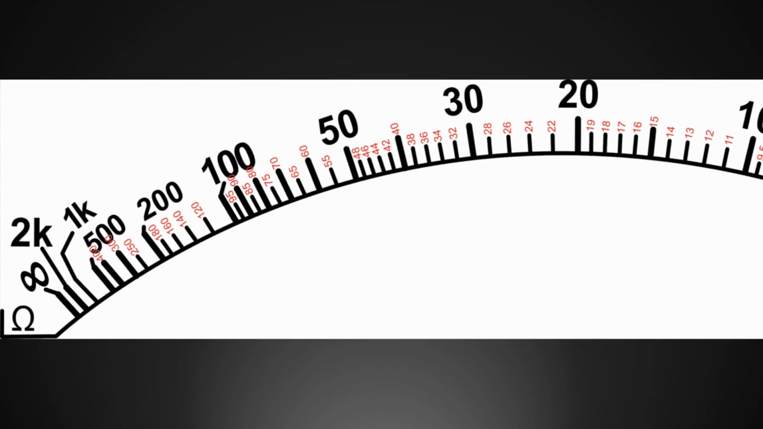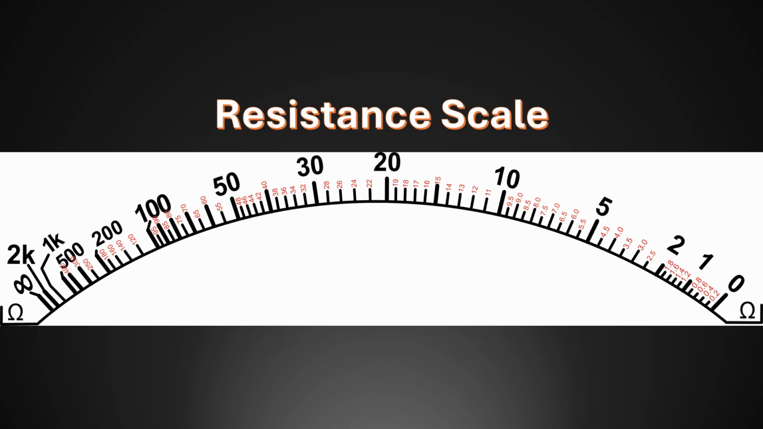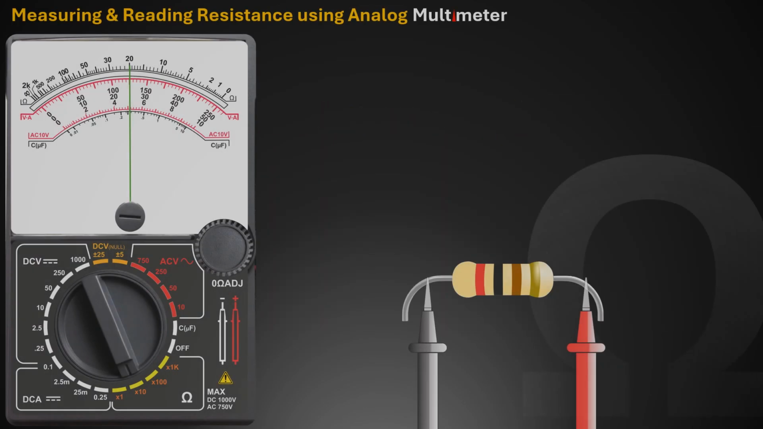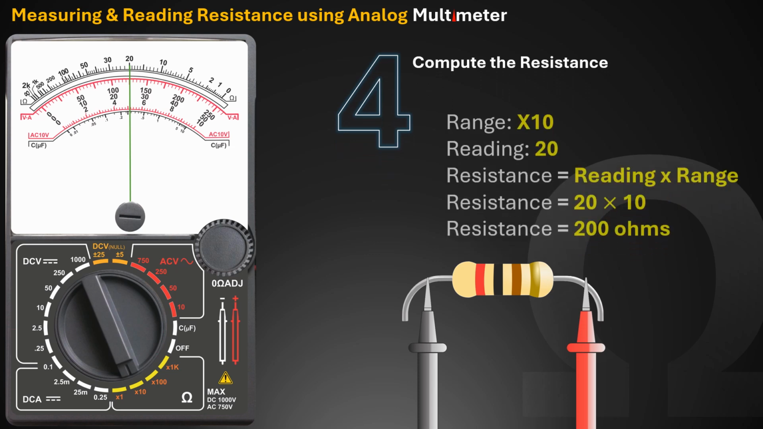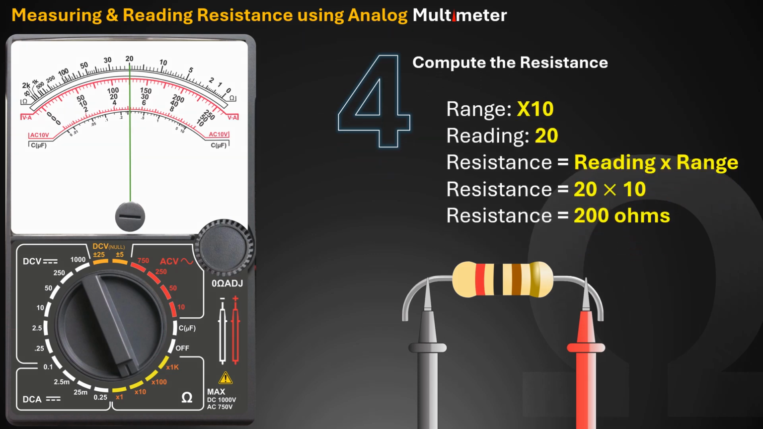Now that we understand the other marks on the scale, we can calculate the resistor's value. If the range is set to times 10 and the needle points to 20 ohms, you multiply the range by the reading. 10 times 20 equals 200 ohms. This is the resistance of your resistor.